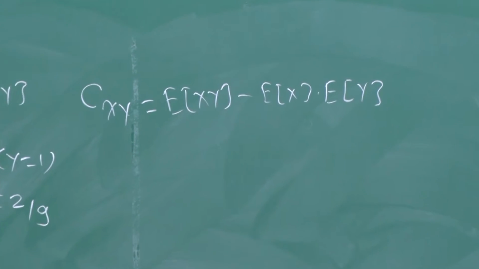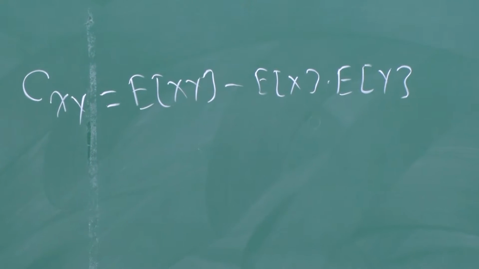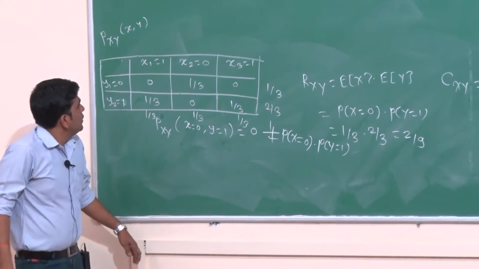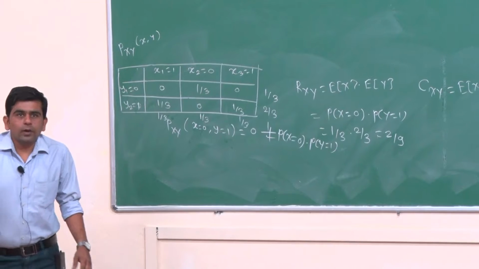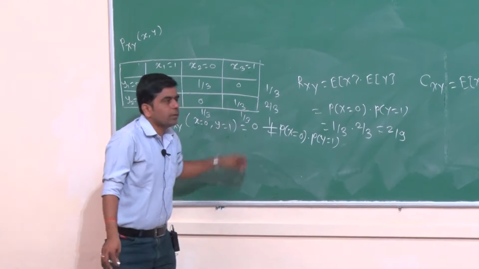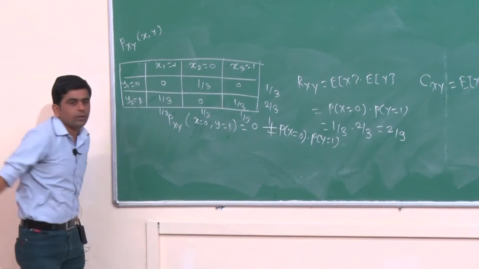Just find out expected value of x, expected value of y. Value of x, which is given as 1 into 1 by 3 plus 0 into 1 by 3, and here 1 into 1 by 3. Here x is minus 1.